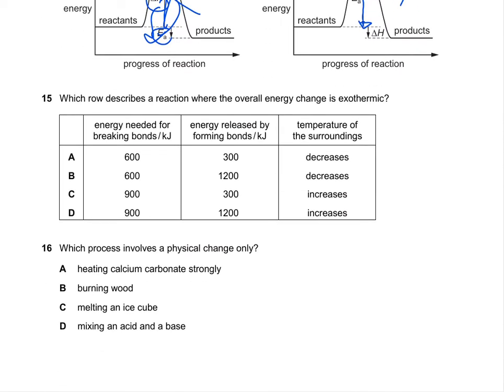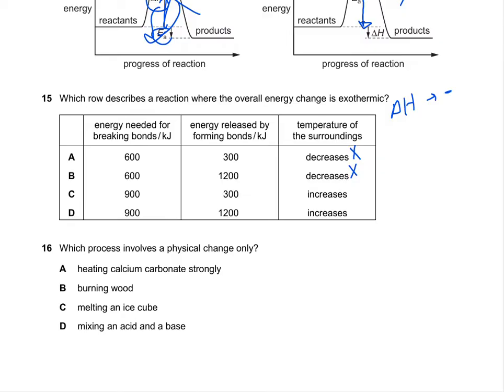Which rule describes a reaction where the overall energy change is endothermic? If the reaction is exothermic, the temperature of the surroundings would increase. So it's not A or B, as the temperature must decrease, and the energy change should be positive. So the reaction is endothermic.